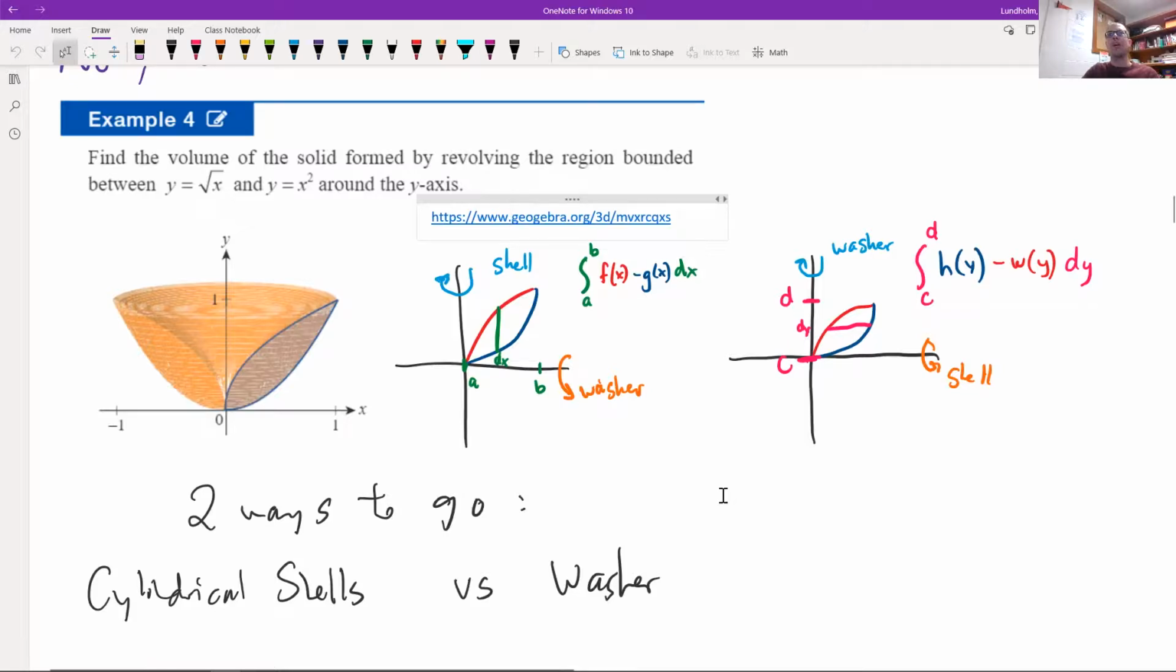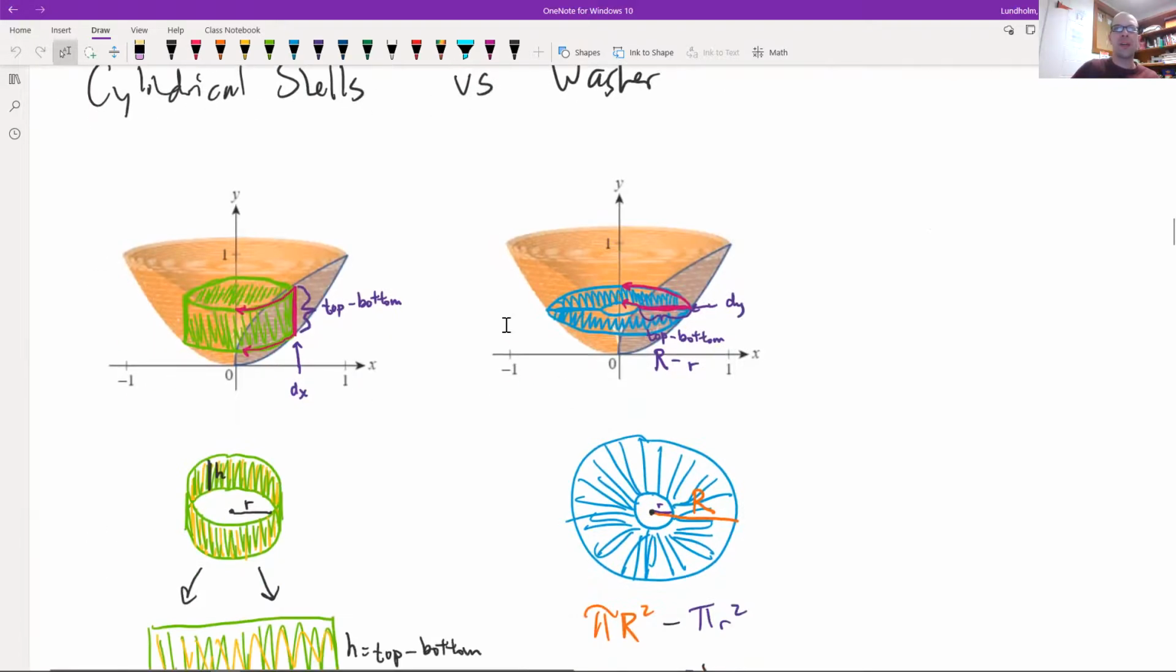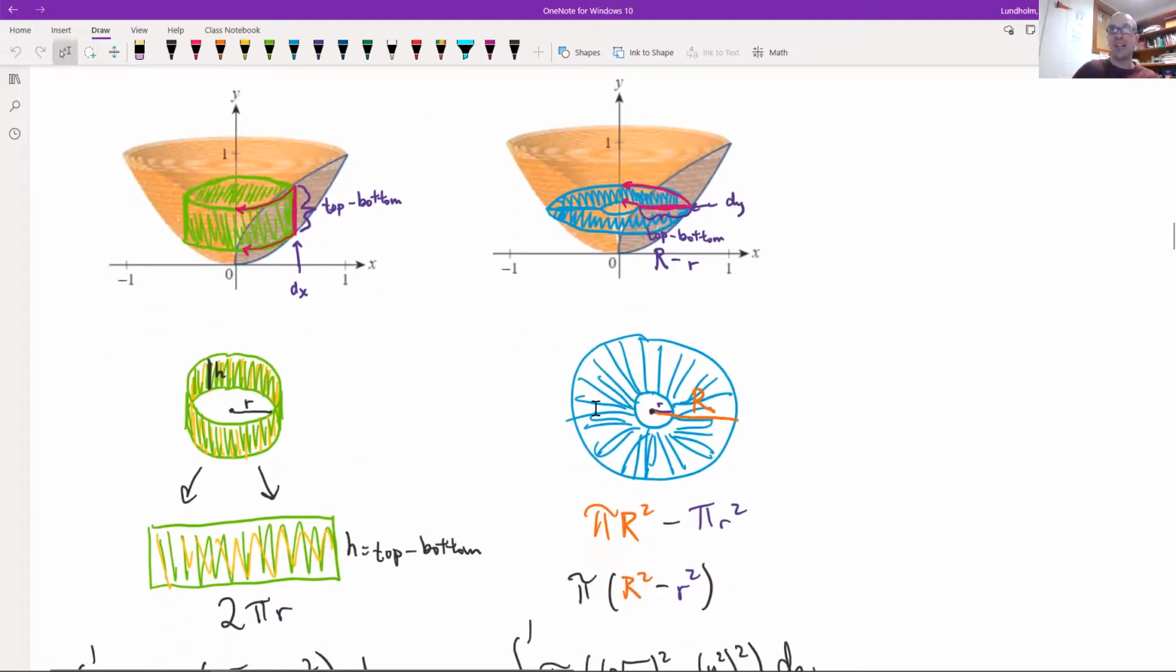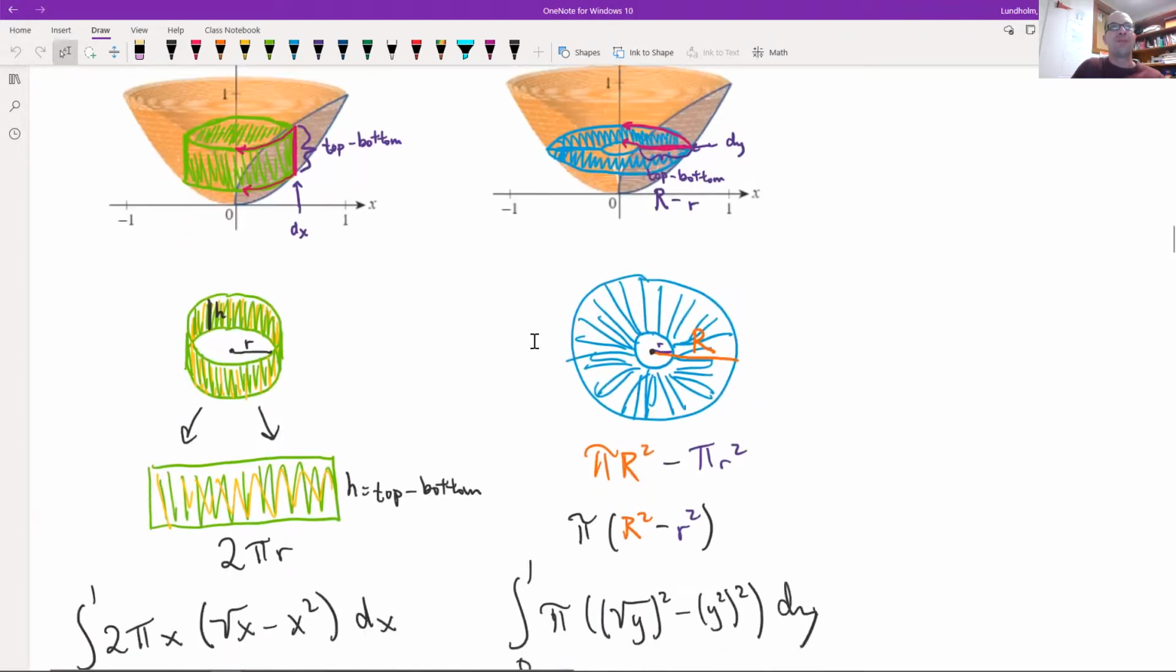Anyways, it's not always going to be the case that dx is a shell and dy is a washer. It depends on the orientation of the line segment and the axis of rotation. If they're parallel, shell. If they're perpendicular, washer. Here are some drawings.